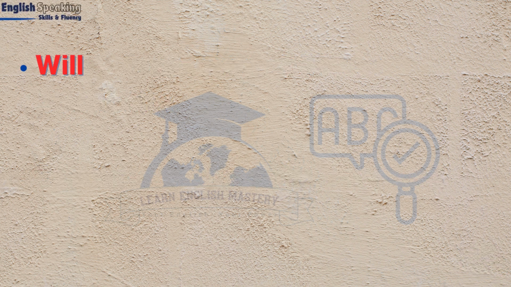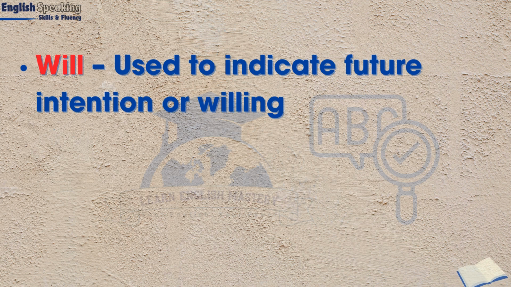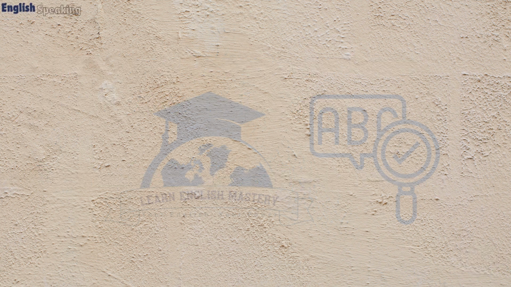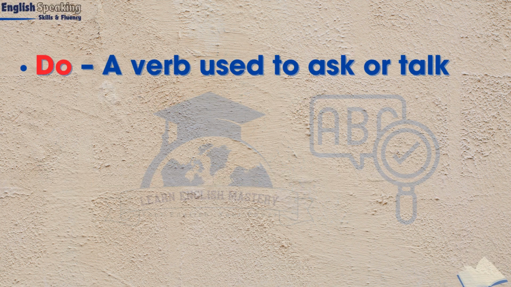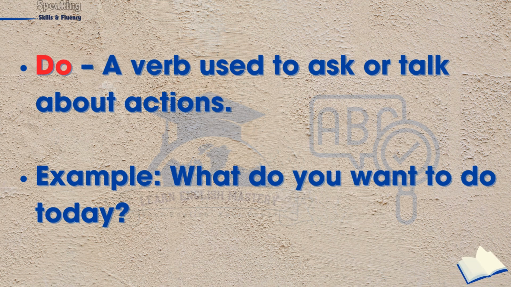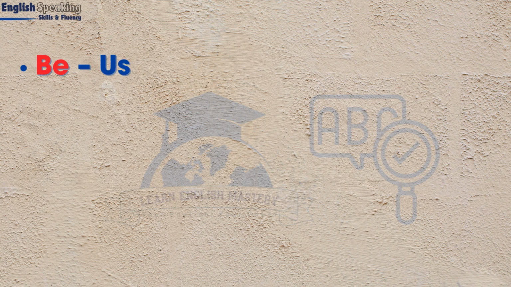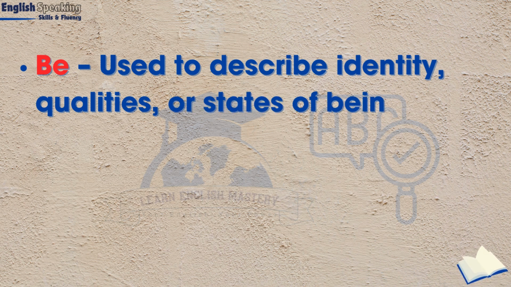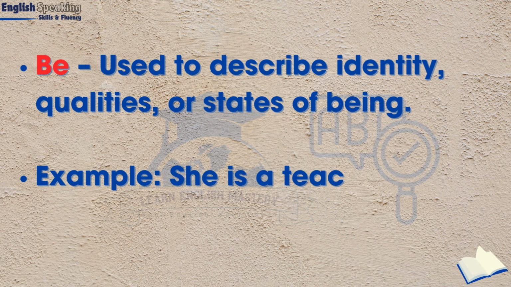Will, used to indicate future intention or willingness. Example: I will call you later. Do, a verb used to ask or talk about actions. Example: What do you want to do today? Be, used to describe identity, qualities, or states of being. Example: She is a teacher.